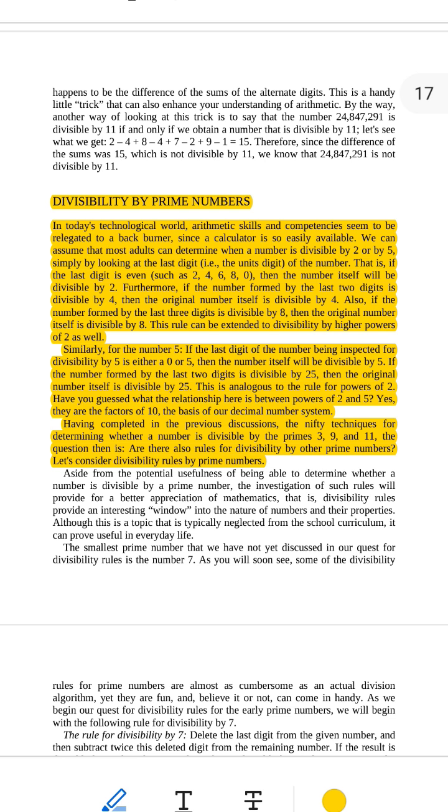Examples. 1. 312. Last two digits are 12. Since 12 is divisible by 4, the whole number 312 is also divisible by 4. 2. 275. Last two digits are 75. Since 75 is not divisible by 4, the whole number 275 is not divisible by 4.